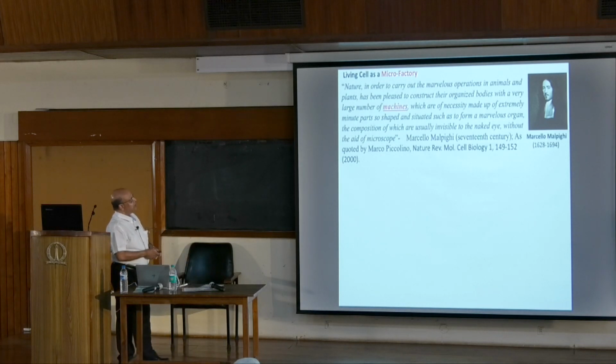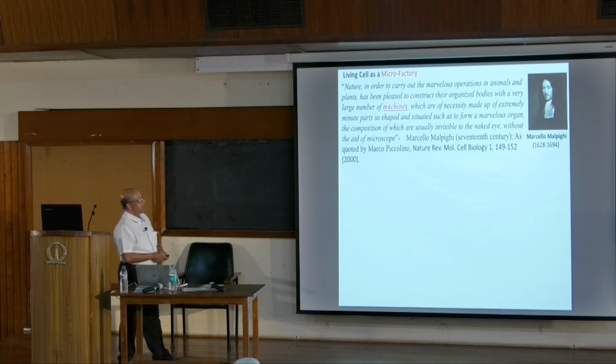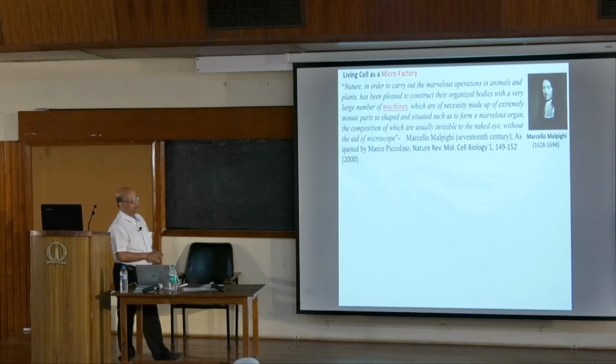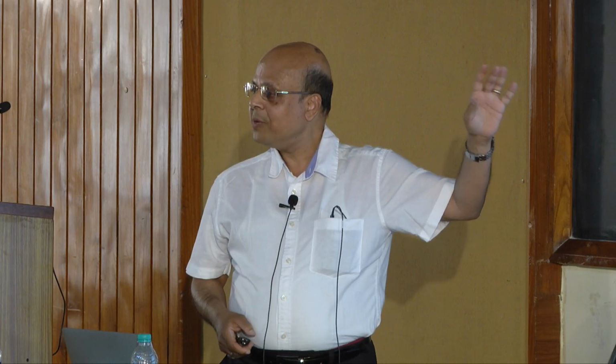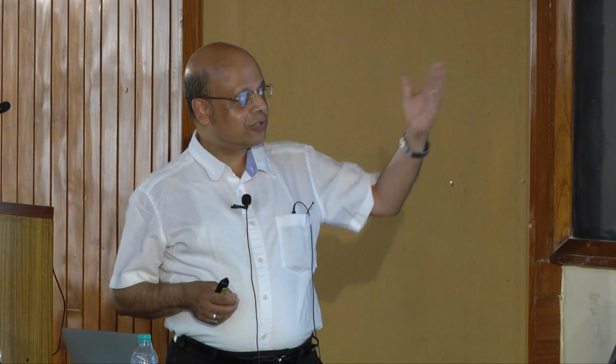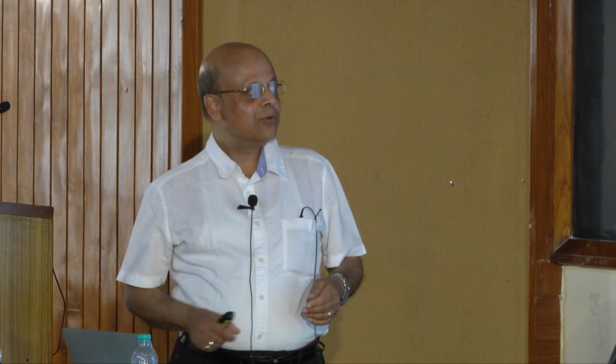To my knowledge, the term machines was first introduced by Marcello Malpighi in the 17th century, and he said that nature, in order to carry out the marvelous operations in animals and plants, has been pleased to construct their organized bodies with a very large number of machines, which are of necessity made up of extremely minute parts, so shaped and situated as to form a marvelous organ, the composition of which is usually invisible to the naked eye without the aid of a microscope. In fact, he was the father of microscopic anatomy. He started with microscopy, but his microscopes were of course not adequate to see these machines, and we had to wait for 300 years to see those.